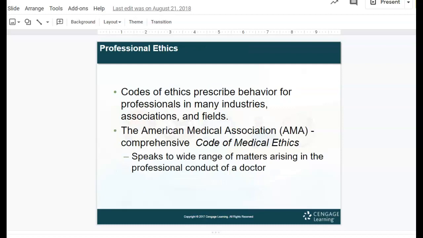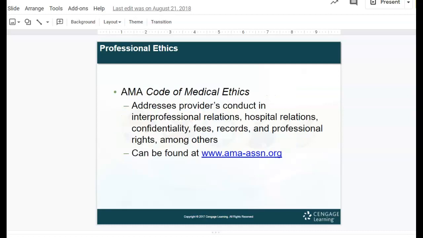So professional ethics are codes of ethics, prescribed behavior for professionals in many industries, associations, and fields. The American Medical Association has a comprehensive code of medical ethics, and it speaks to a wide range of matters arising in the professional conduct of a physician. But as medical assistants, we have our own creed that we follow.